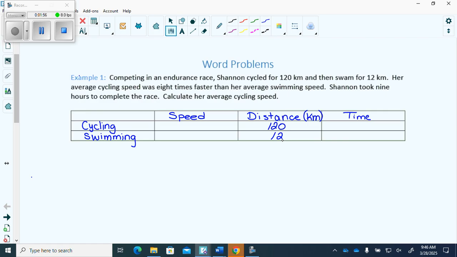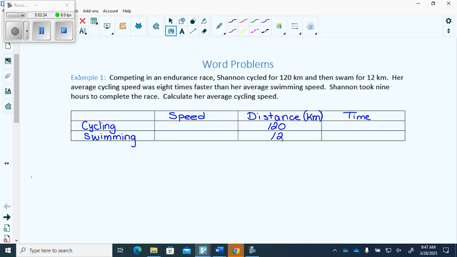Her average cycling speed. Now this is what we need to read. Sometimes they'll say something is 8 kilometers per hour faster. If that's the case, then you would do x plus 8. But if it says 8 times faster, what does times mean? To multiply. All right. So this one says her average cycling speed was 8 times faster than her swimming speed.